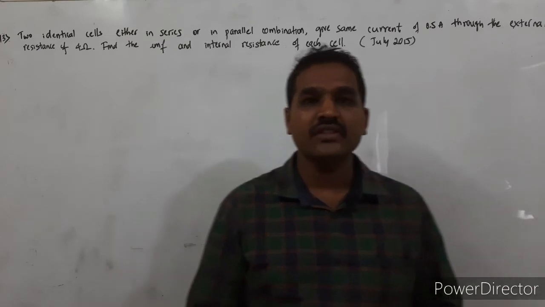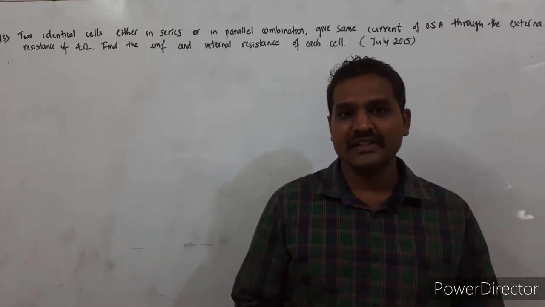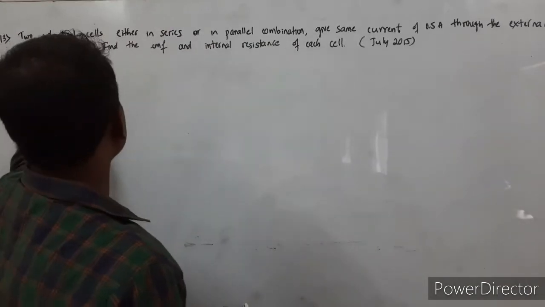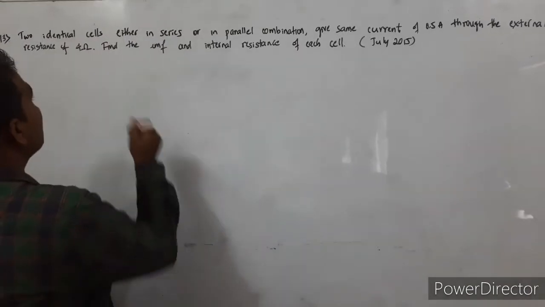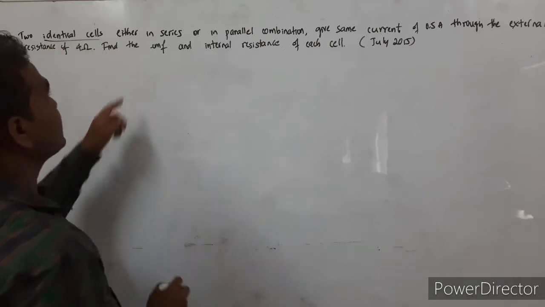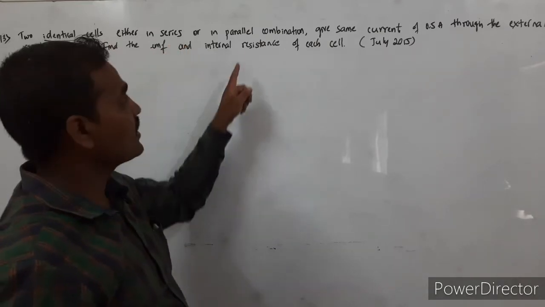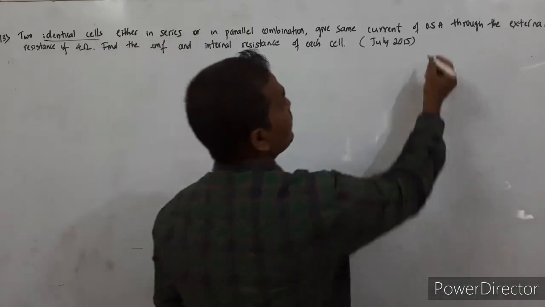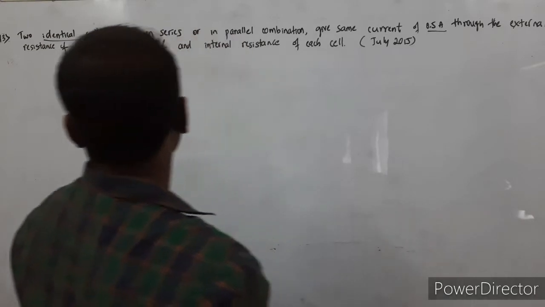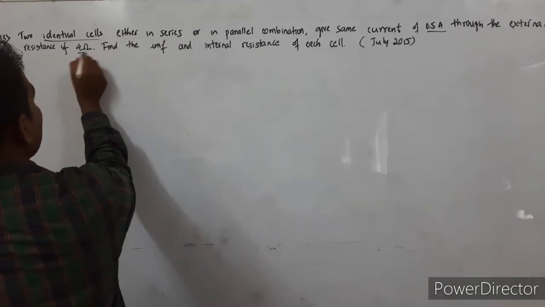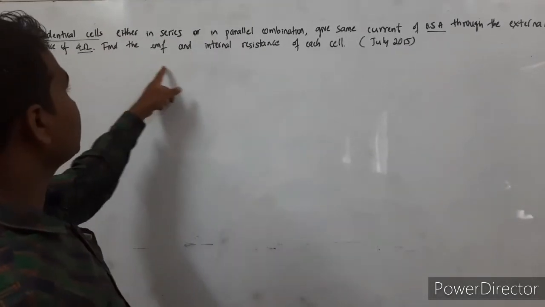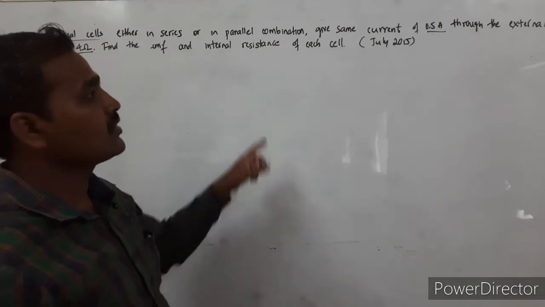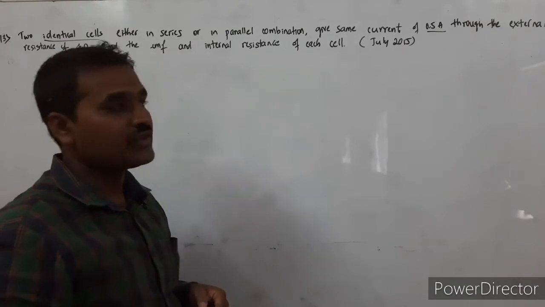Let us continue with the numerical problems of current electricity. Let us look at the problem here. It is given that two identical cells, either in series or in parallel combination, give the same current of 0.5 ampere through the external resistance of 4 ohm. Find the EMF and internal resistance of each cell. It is the question asked in July 2015.